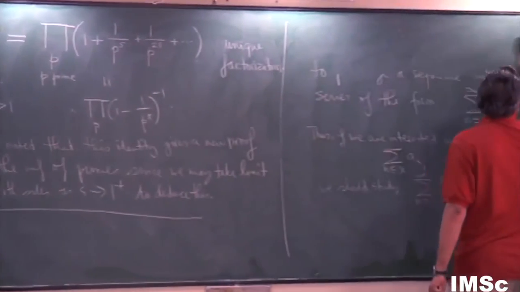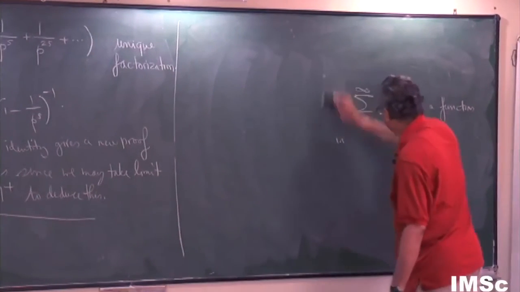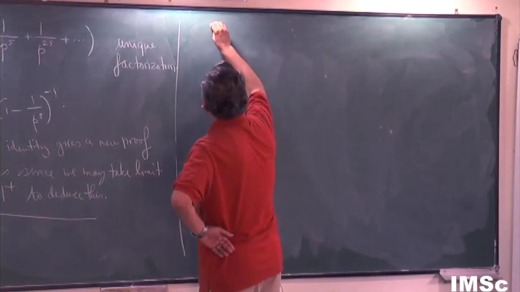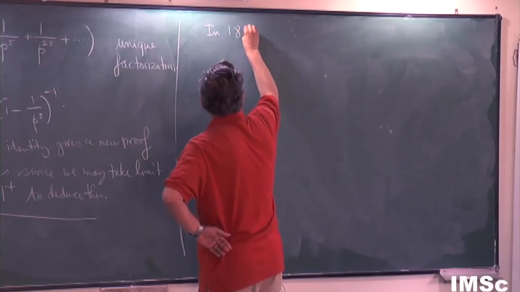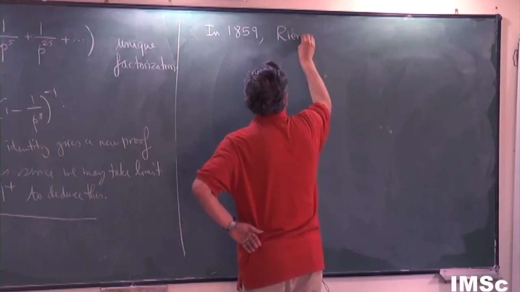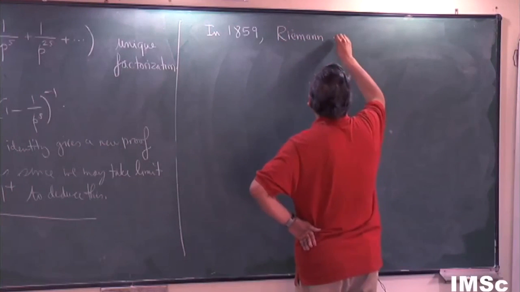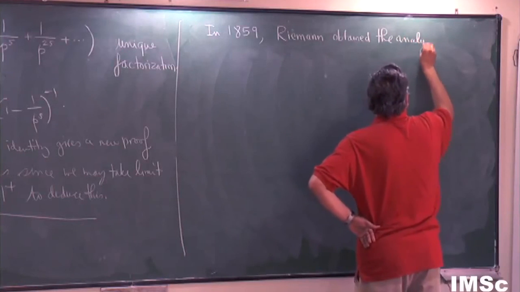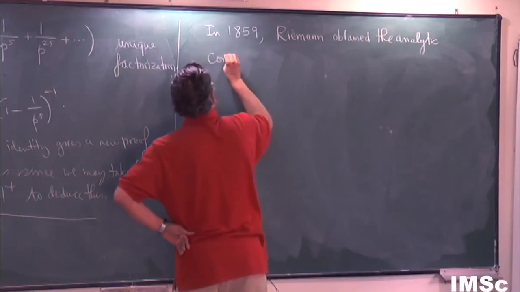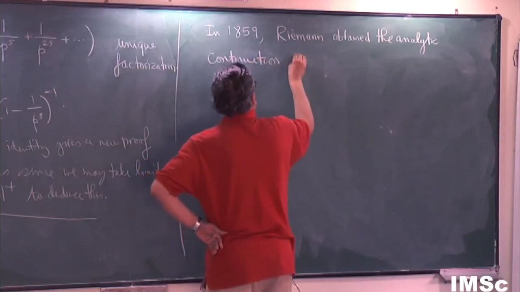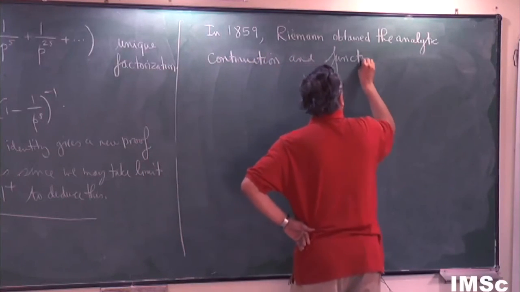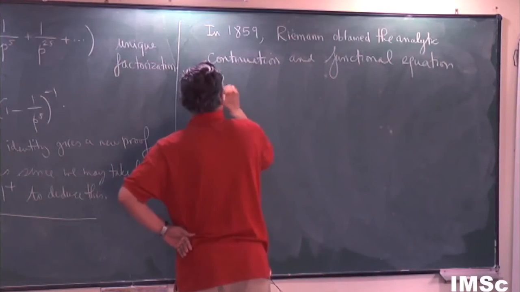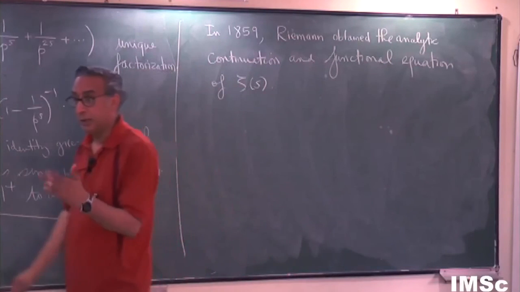And one of the things that Riemann observed, so Riemann in 1859, I believe, obtained the analytic continuation and functional equation of zeta of s. So that's a mouthful. I have to tell you what this all means.